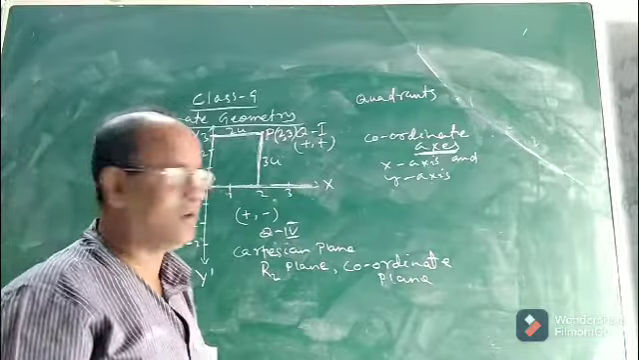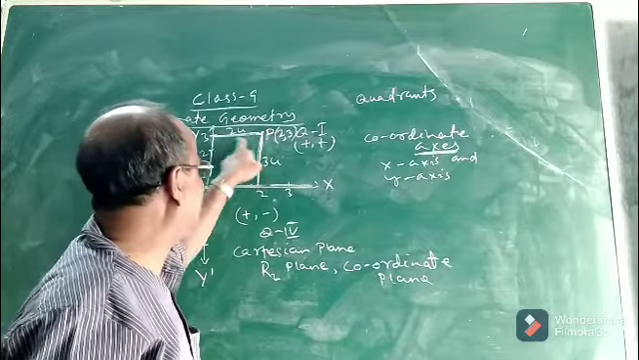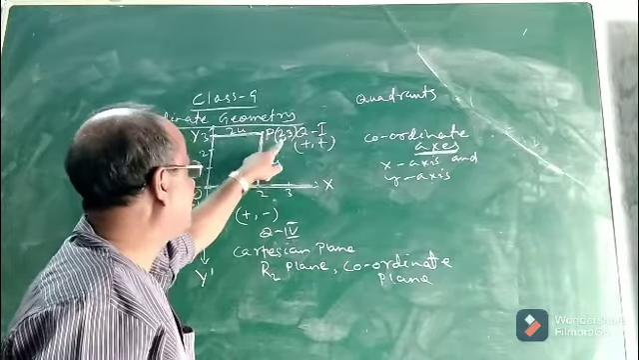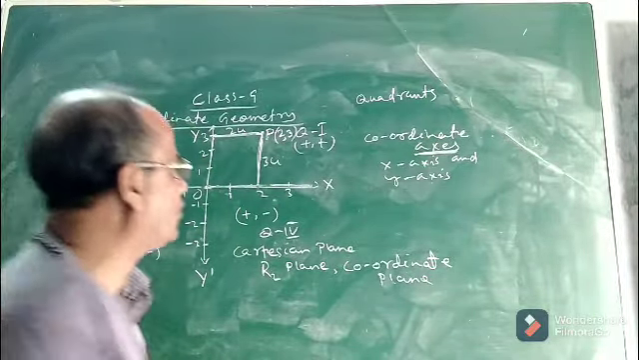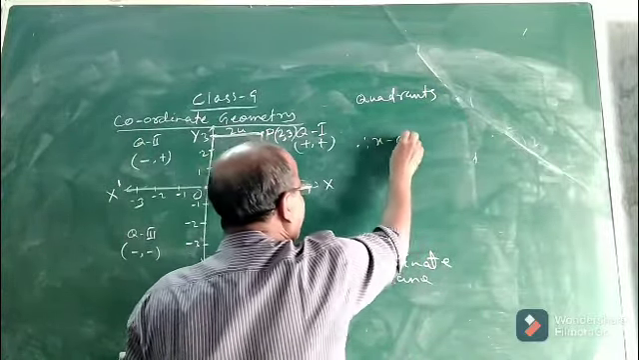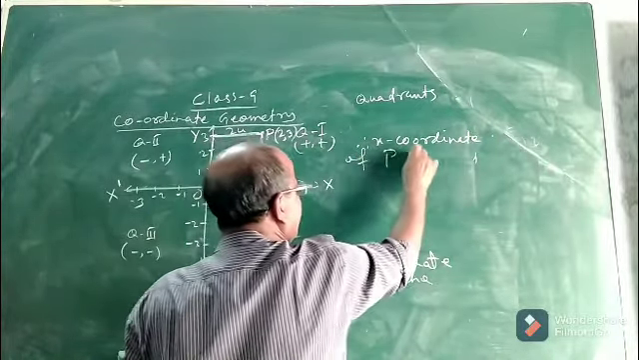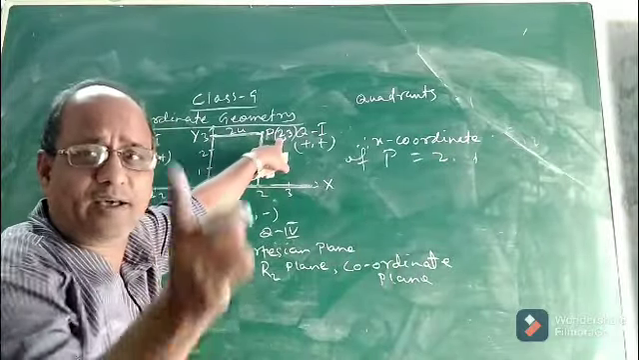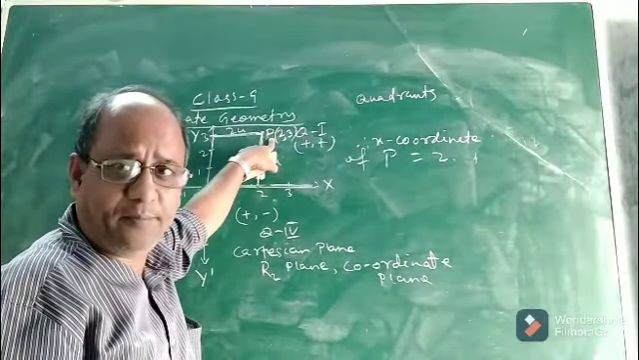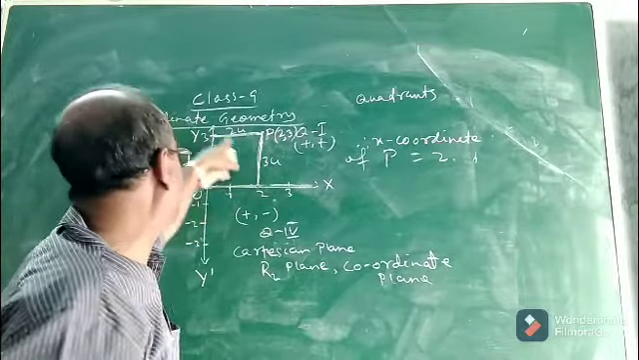So what I want to say, children, is that the point P in the first quadrant is at a distance of 2 units from the y-axis and 3 units from the x-axis. So when this is so, we say that the x coordinate of P equals 2. See children, this 2 will be the x coordinate of which point? Of the point P. Why is 2 the x coordinate of point P? The reason is that the point P is at a distance of 2 units from the y-axis.